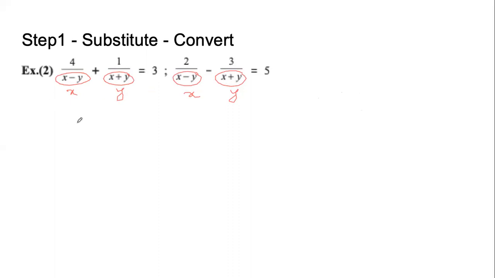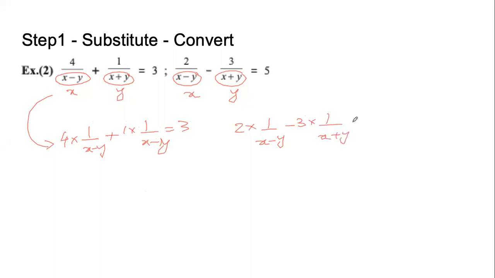And that's very easy if you look at it very carefully. Now, 4 by x minus y can also be written as 4 into 1 by x minus y. The whole equation can be written like this. Similarly, the other equation can be written as 2 into 1 by x minus y minus 3 into 1 by x plus y equals to 5.